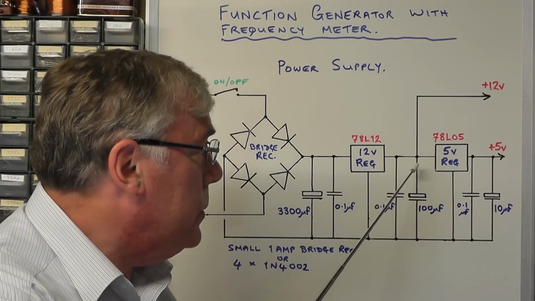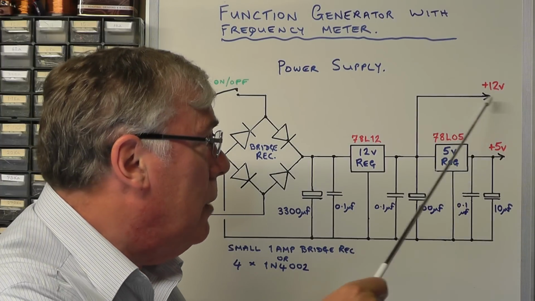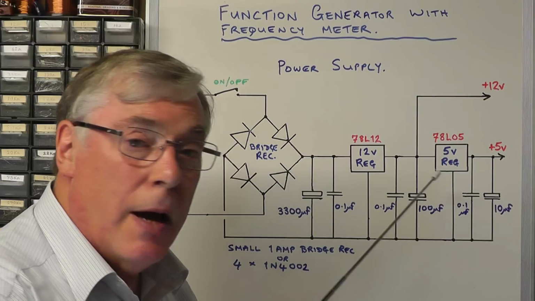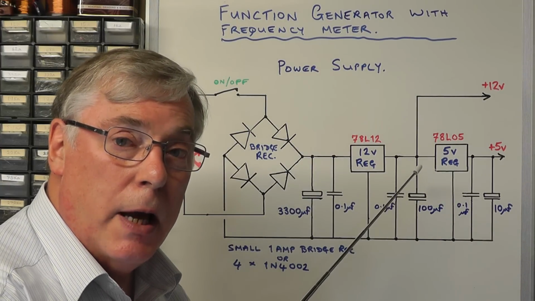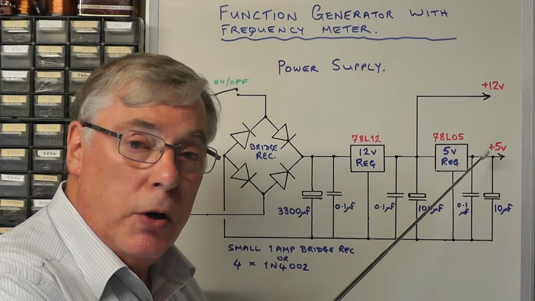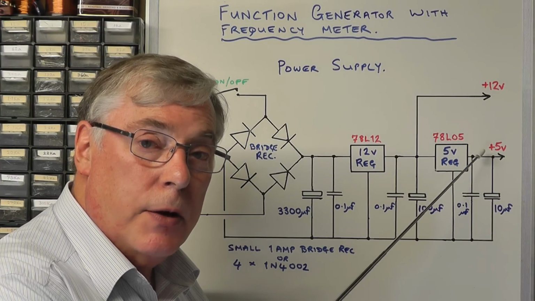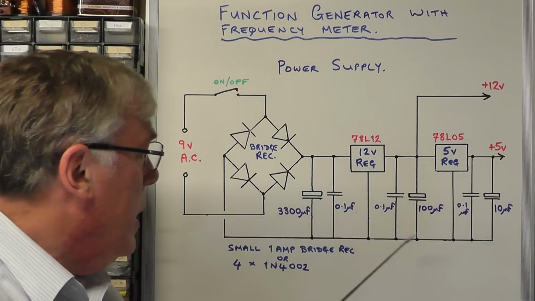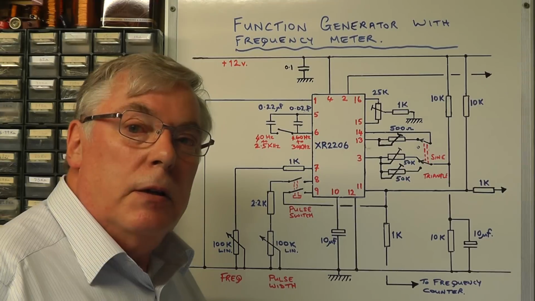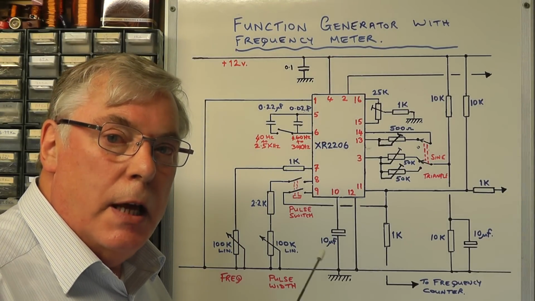So the 12 volts is then smoothed with the 100 microfarad, and we have our 12 volts out there. Then the 12 volt supply feeds a 5 volt regulator that simply gives plus 5 volts out, which we'll use for the Arduino and for the logic IC circuitry. So there we have it, that's the basic power supply. Quite simple, quite straightforward.